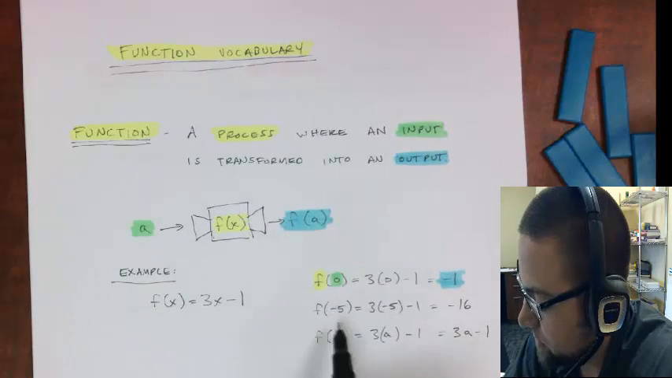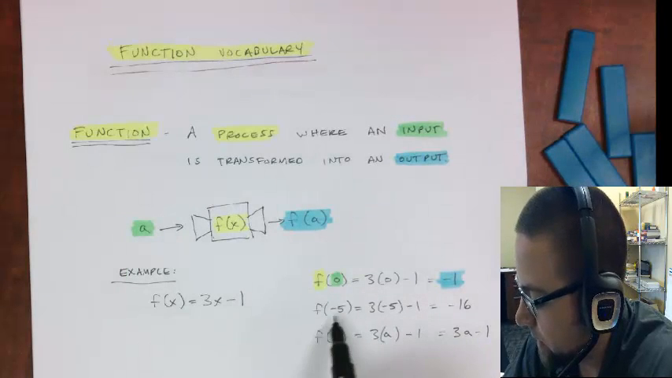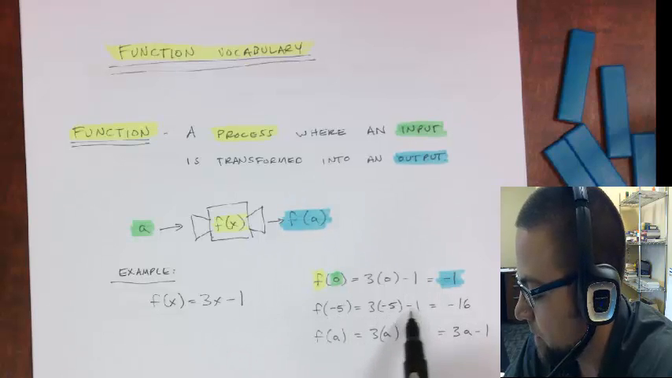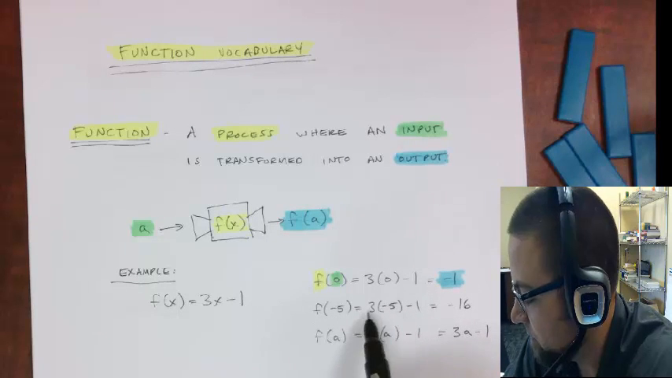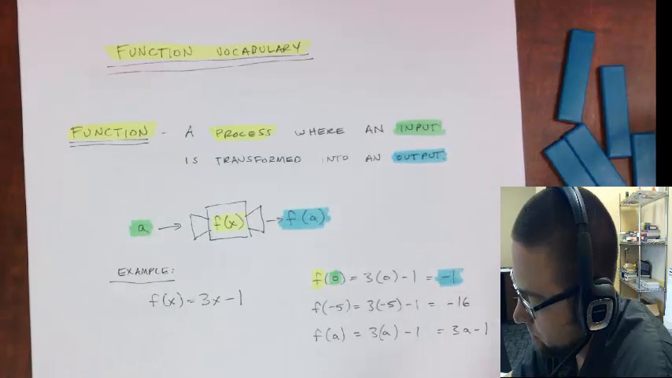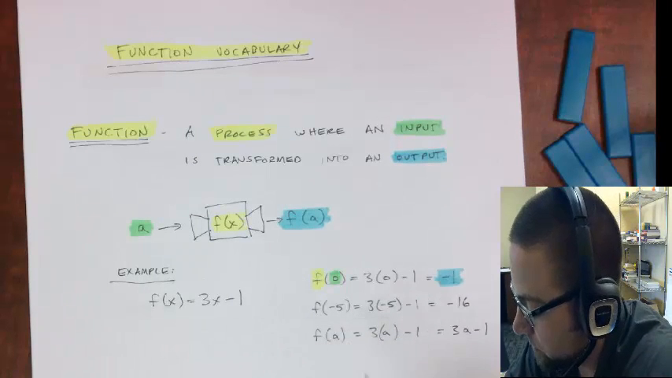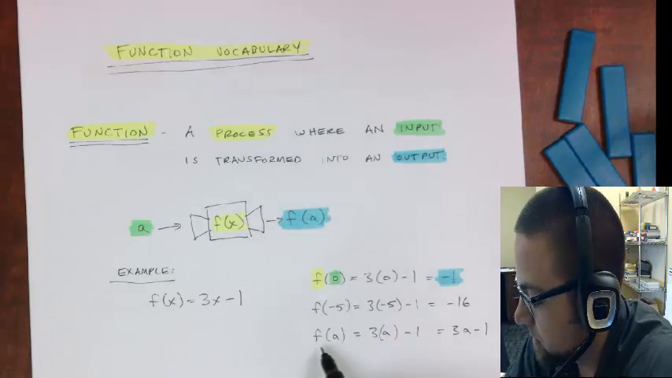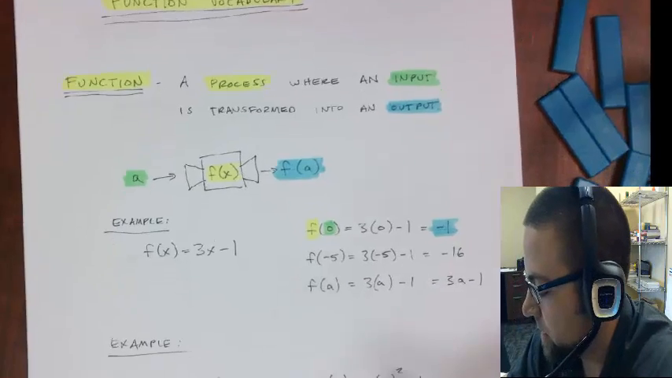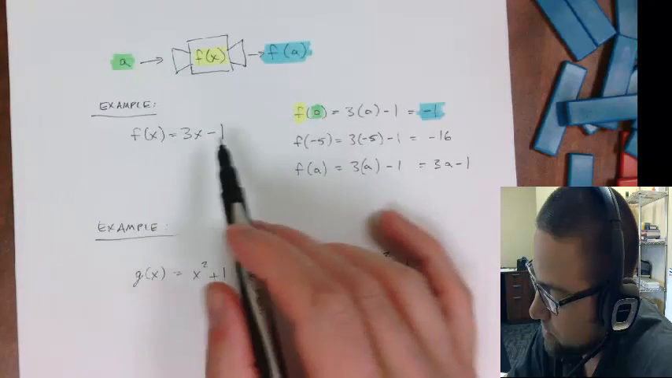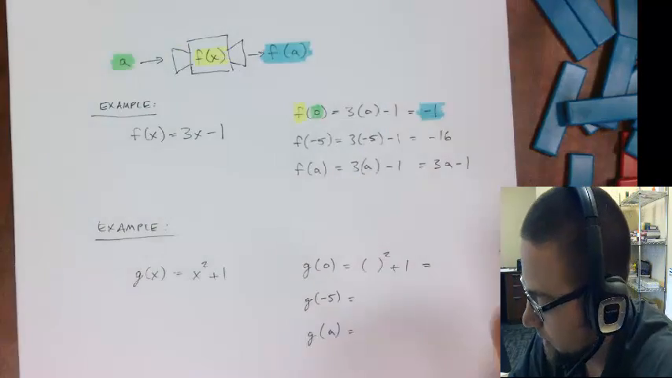So a couple more examples. If you plug in negative 5 for x, you would have f of negative 5 is equal to 3 times negative 5 minus 1, which would be negative 15. Minus 1 will give you negative 16. And if you plugged in a variable for x, so if you plugged in the letter a, this would be 3 times a minus 1, which would look like that. So this is just an example of a function f.